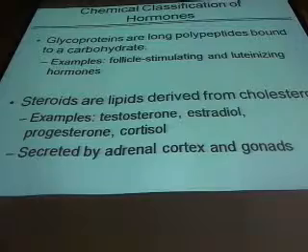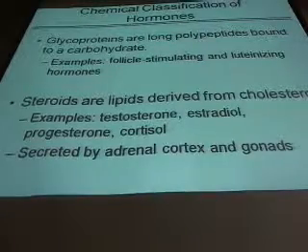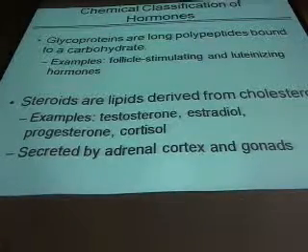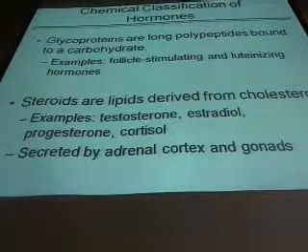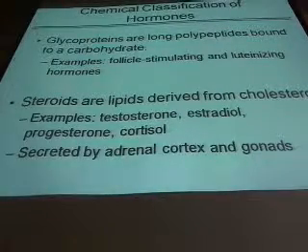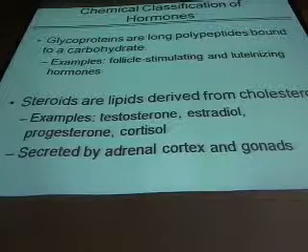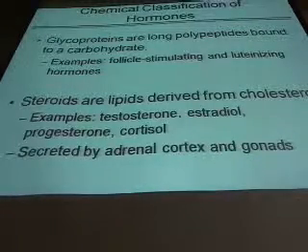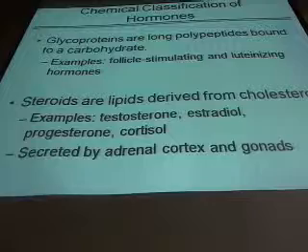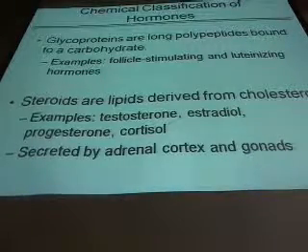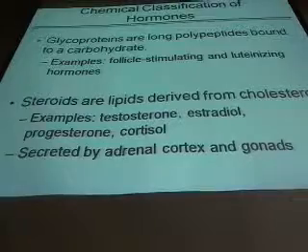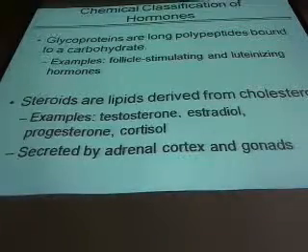Now you remember, your adrenal gland has two parts. You have the cortex and the medulla. The medulla secretes epinephrine and norepinephrine. It's part of the sympathetic system. And this is the adrenal cortex, not the medulla.